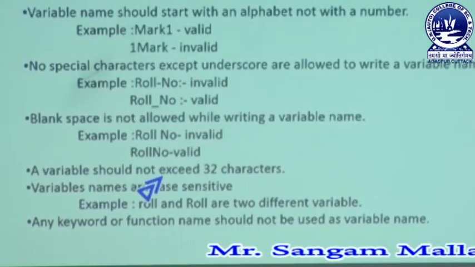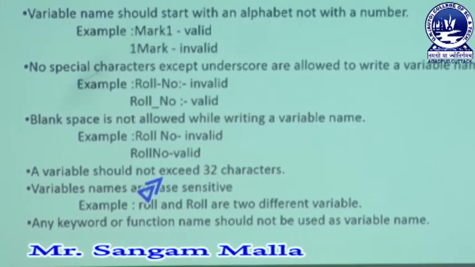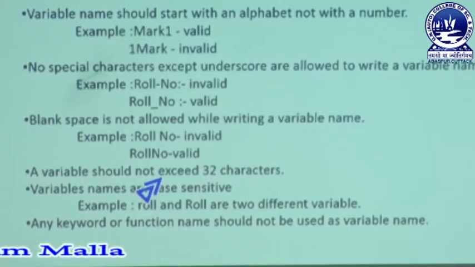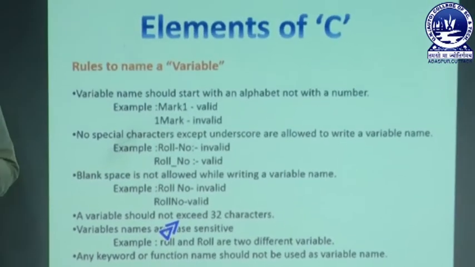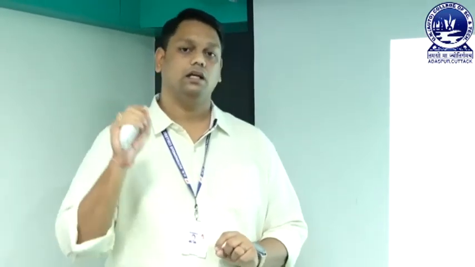Next rule, a variable should not exceed 32 characters. That means a variable should have a maximum length of 32 characters. Suppose I am writing mark equal to 5, what is the length of the variable? mark, that means 4 characters. Similarly, a variable name should not exceed 32 characters. That means the length of a variable should not be more than 32 characters. If it is more than 32 characters, then it will be invalid.